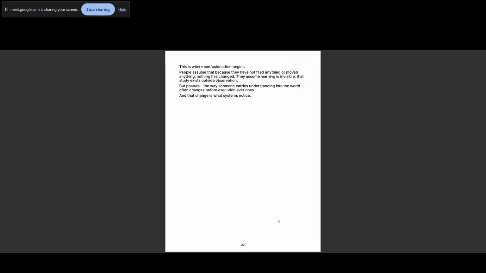This is where confusion often begins. People assume that because they have not filed anything or moved anything, nothing has changed. They assume learning is invisible, that study exists outside observation. But posture, the way someone carries understanding into the world, often changes before execution ever does. And that change is what systems notice.